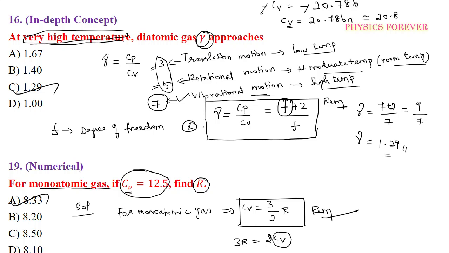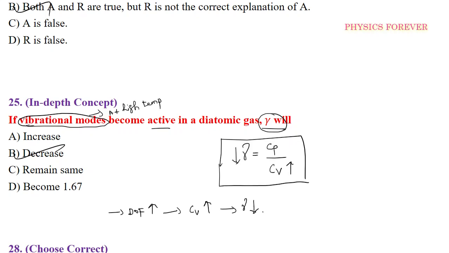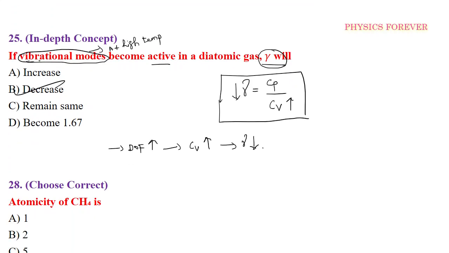So for question number 6 you get every idea in that question. Already we did it for very high temperature, where the ratio is 1.29. At moderate temperature the value is higher, so the reason is that the specific heat ratio decreases for very high temperature. Okay, so that is the reason.